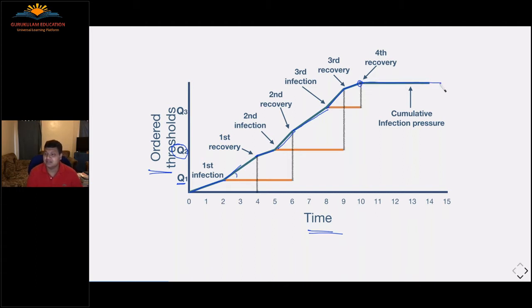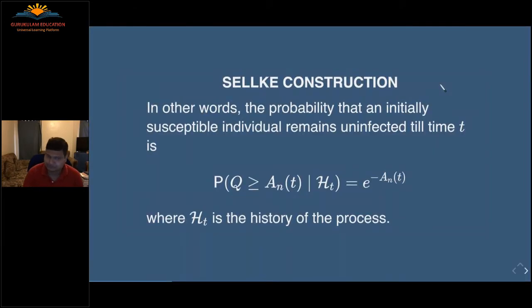So this epidemic dies out after 4 new infections. Okay, so this is the Sellke construction. This is fairly simple and very intuitive. Now, if we want to put it in a concrete mathematical form, this is what the Sellke construction is all about.